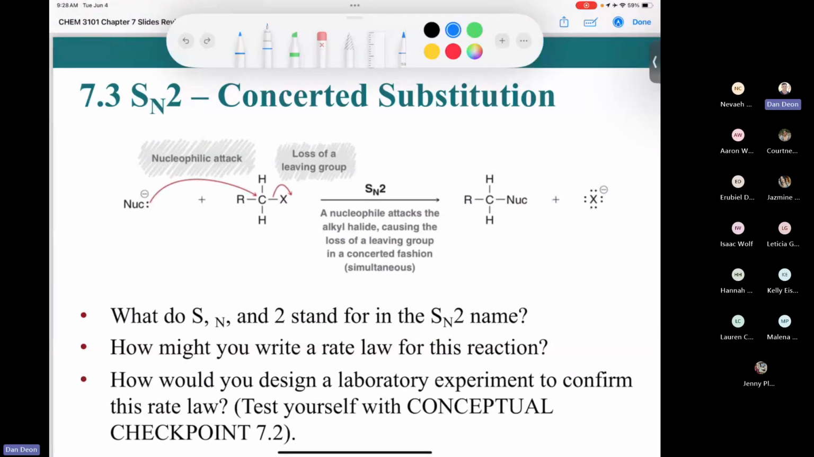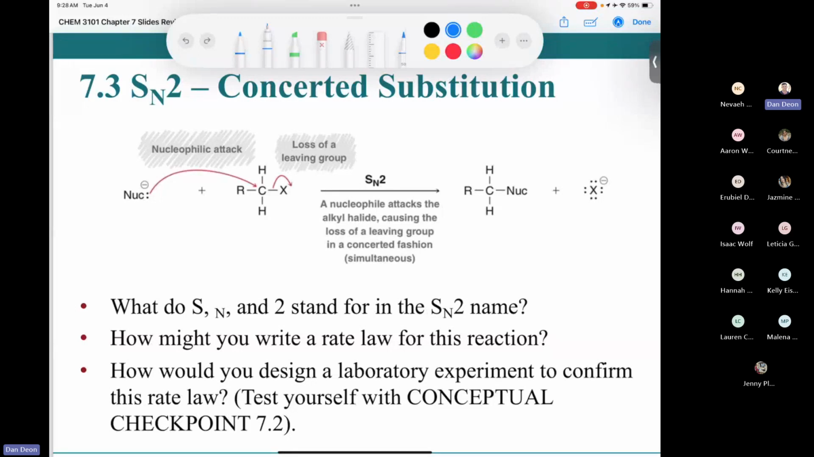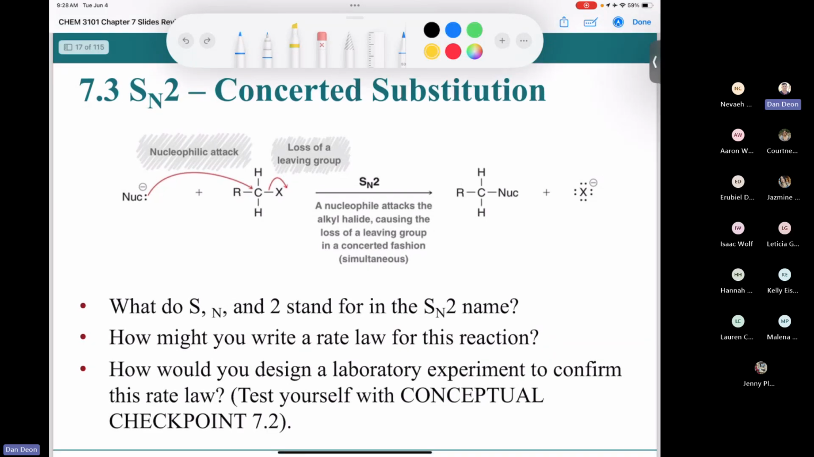Okay. So let's take a deeper dive in this whole concerted mechanism thing here. So we call this an SN2 reaction. And I already mentioned this to you. But what does the S, the N, and the 2 represent? Well, the S stands for substitution, because it's a substitution reaction, right? You're substituting the X for a nucleophile. What does the N stand for? It stands for nucleophilic, because you have a nucleophile that is doing the substitution. And what does 2 stand for? Well, that actually stands for a second order reaction.